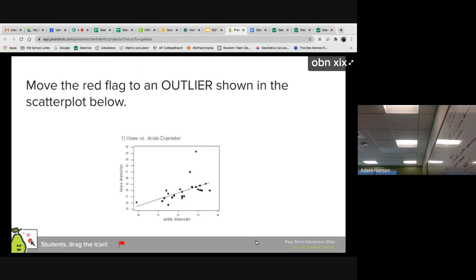Move the red flag to an outlier in the scatter plot. I'm looking at knee diameter versus ankle size. Can any changes in ankle size explain any changes in terms of the knee size? I think I said that backwards. Can any changes in knee size be explained by changes in ankle size?